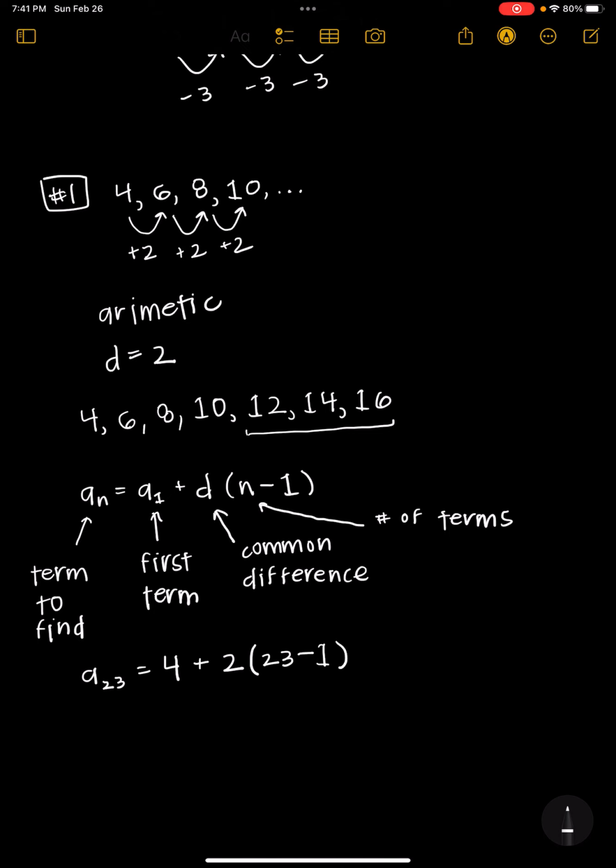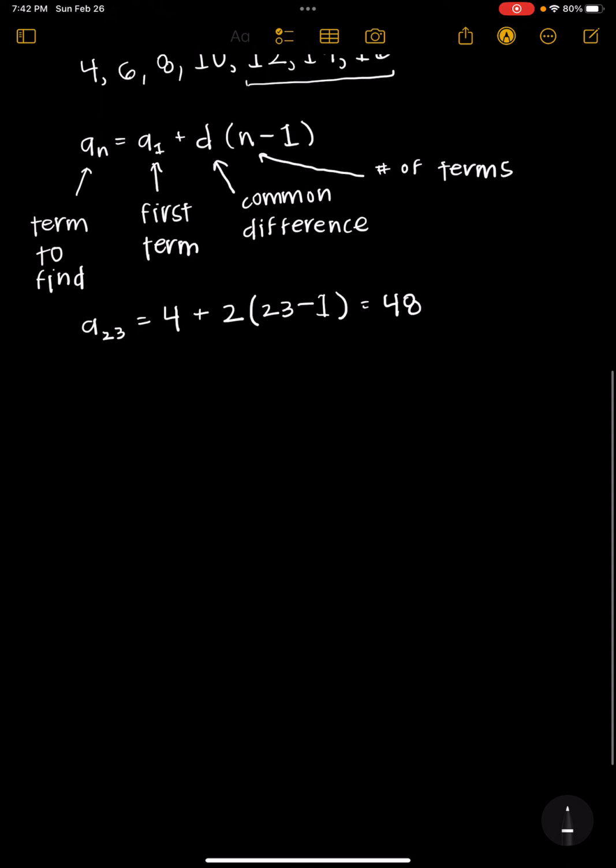Okay, so now that we have this, what we're going to do is just plug that into a calculator, and I end up with 48, which means that if I continued that sequence on for 23 terms, the 23rd term would be 48. Okay, so that's everything we have to do for this first example. Let's do it again for the second example, which will be slightly different.